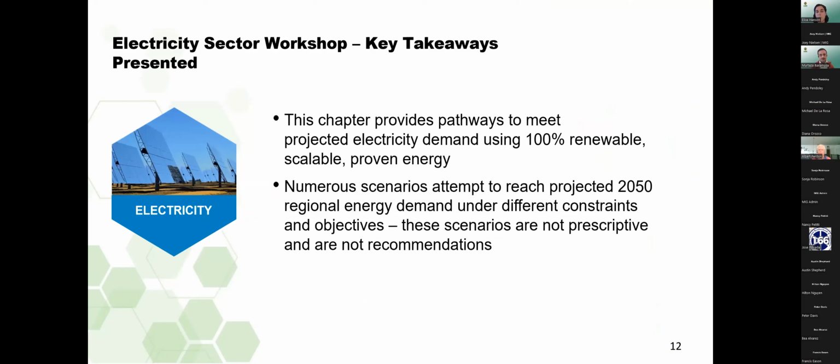The key takeaways that were presented are that this chapter of the technical report provides pathways to meet projected electricity demand using 100% renewable, scalable, and proven electricity. And additionally, the chapter provided numerous scenarios that attempted to reach projected 2050 regional energy demand under different constraints and objectives, and that these scenarios are not prescriptive and are not recommendations.